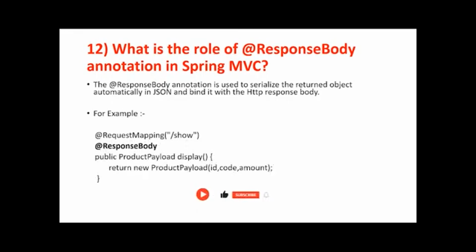So here the return type is ProductPayload. The display method return type is ProductPayload. ProductPayload, assume it's a class, a simple POJO class having variables like ID, code, and amount. This is converted into a JSON representation. Once the display method is executed, it gives JSON output.